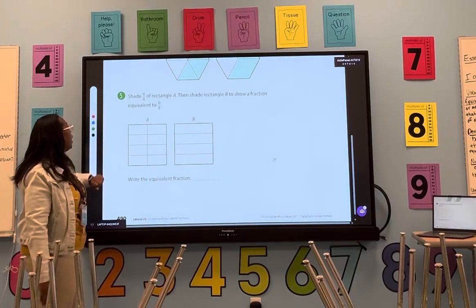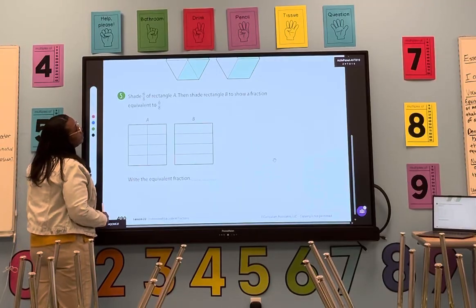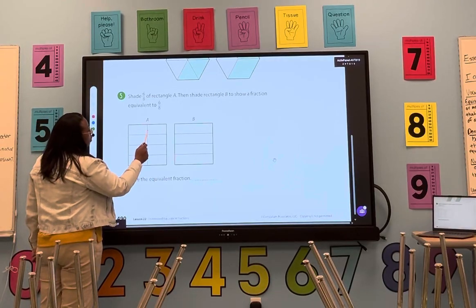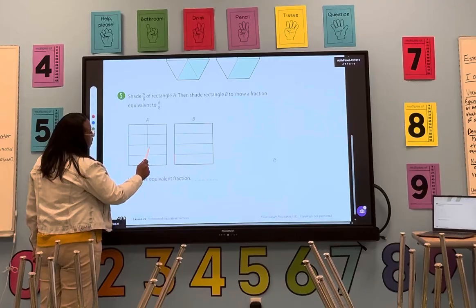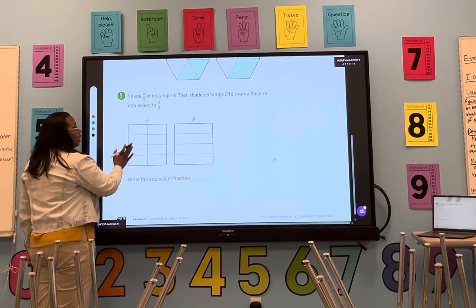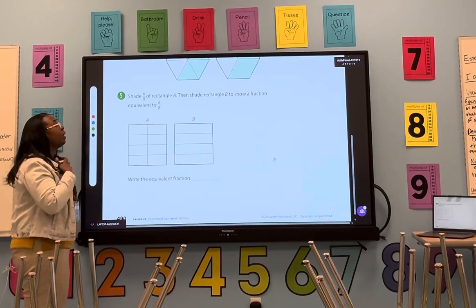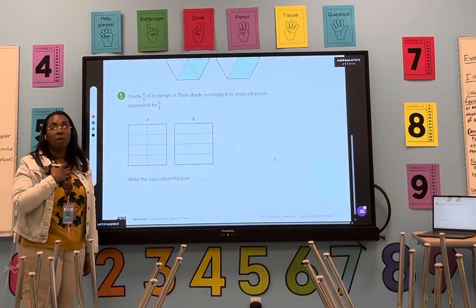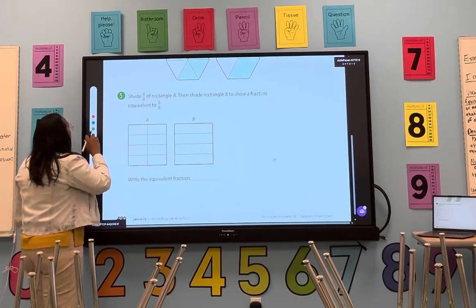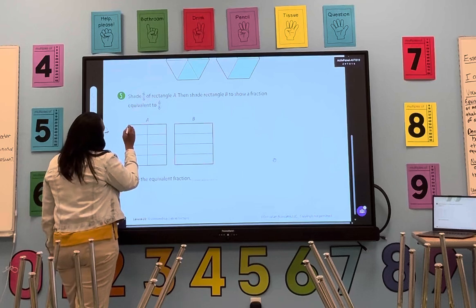So let's start with A. They want me to go ahead and shade in 6/8. This is 1, 2, 3, 4, 5, 6, 7, 8. So it is 8 total parts. That's why we have an 8 in our denominator. And now we have to do the 6 parts shaded in. So I'm going to go ahead and shade that in.